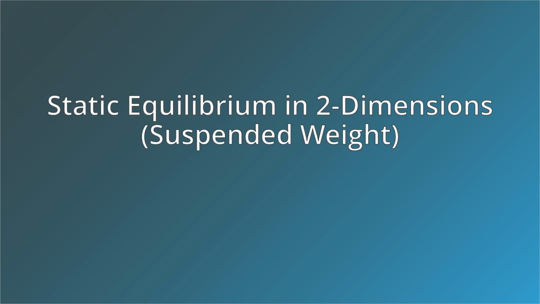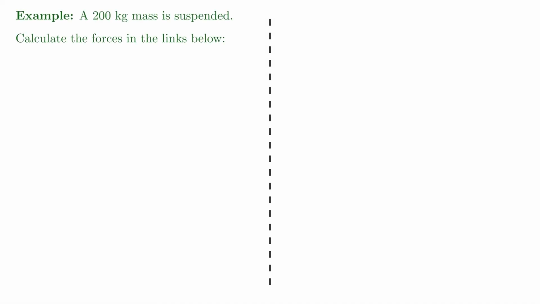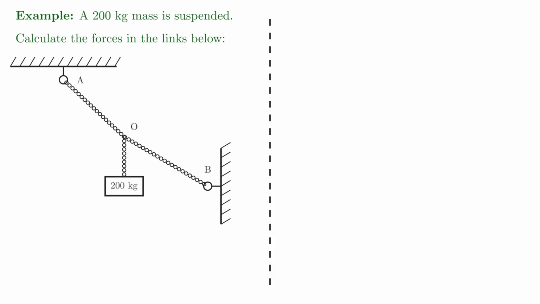In this video, we're going to be solving a static equilibrium problem in 2 dimensions involving a suspended weight. In this example, a 200 kilogram mass is suspended, and we need to find the forces in the links given in the diagram. The first step is to calculate the weight.